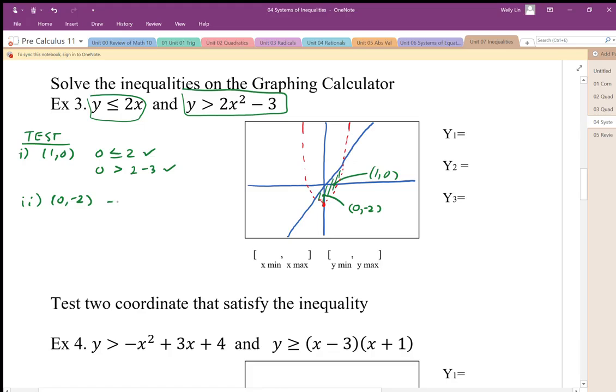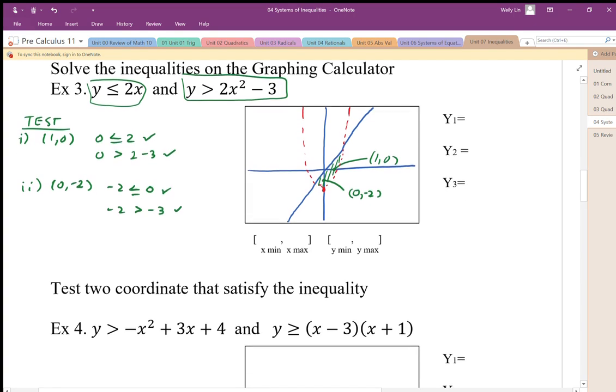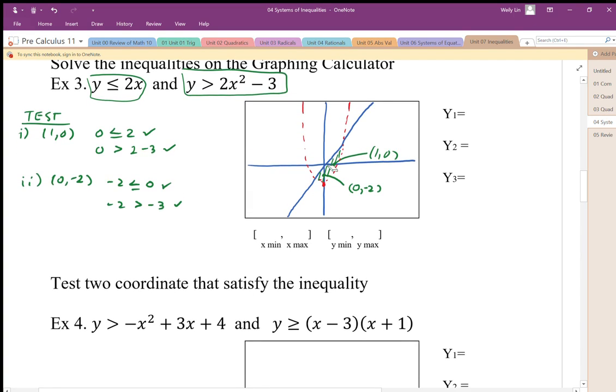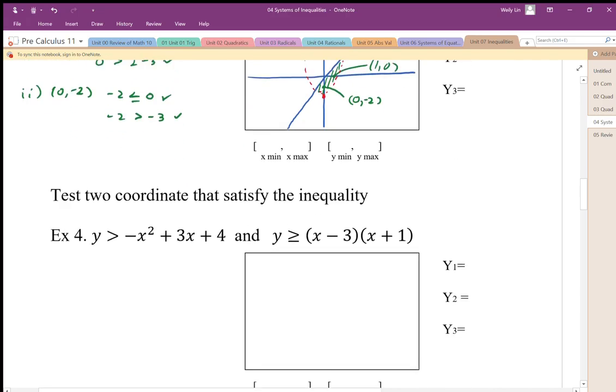So I'll plug that in. So -2 is less than or equal to 0. That works for the first inequality. -2 is greater than, so plug it in there, -2 times 0 minus 3 is -3. -2 is definitely bigger than -3, so it works for both. So whenever I have the opportunity to use 0, I try to use 0 because zeros are easy to calculate.